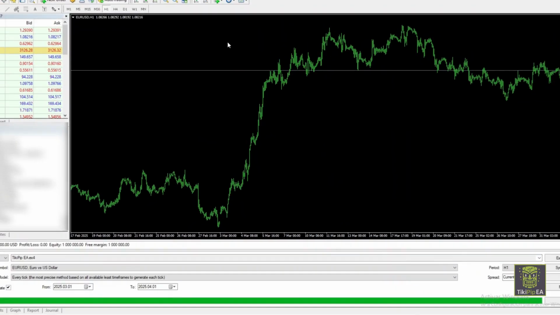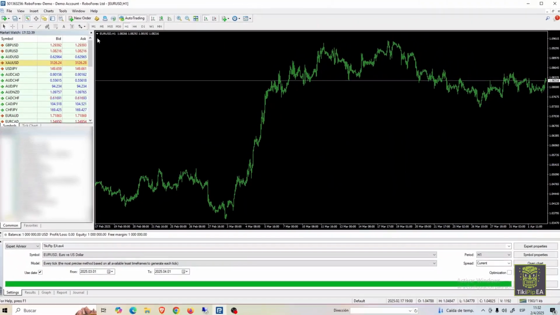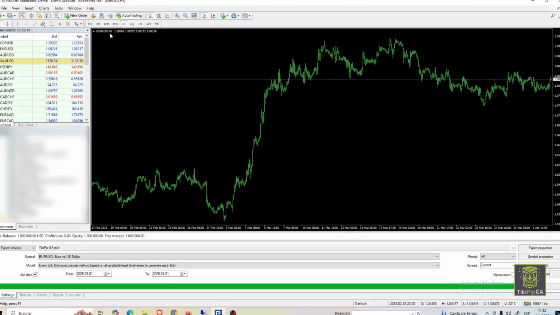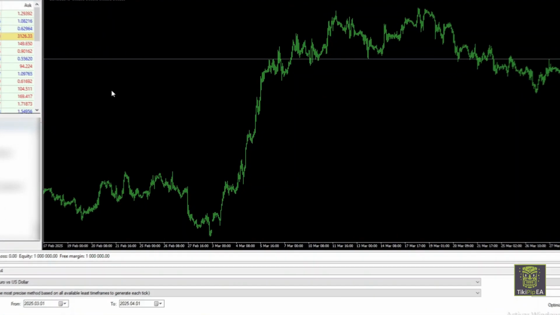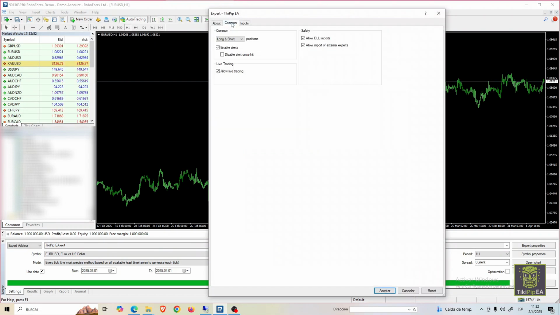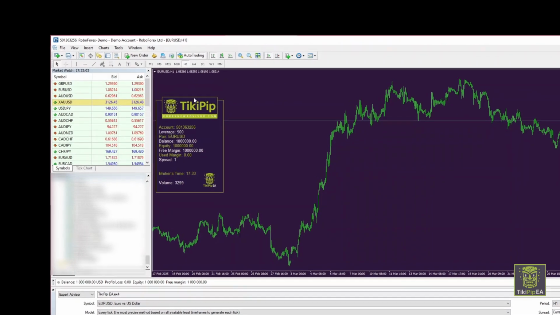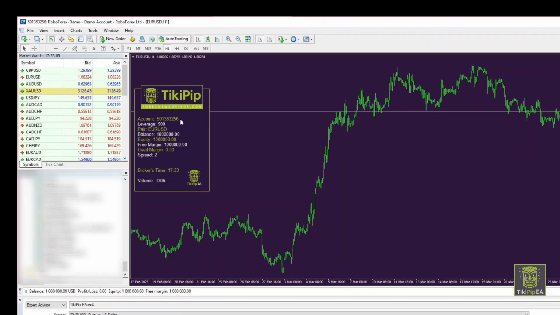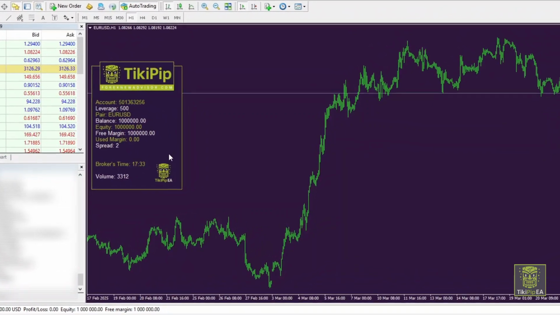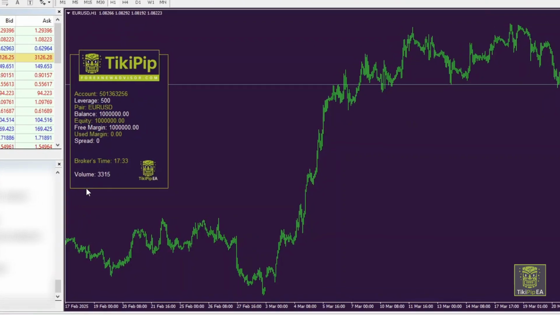First, let's load the EA in the pair for which it was designed, configured, and tested. In this case, the USD pair in timeframe H1. Then, we will import it to the graph, and you will be able to see our information, the name and the page. In this section, you will be able to see your account information so you can check it quickly. Your account number, spread, balance, equity, free margin, among others.